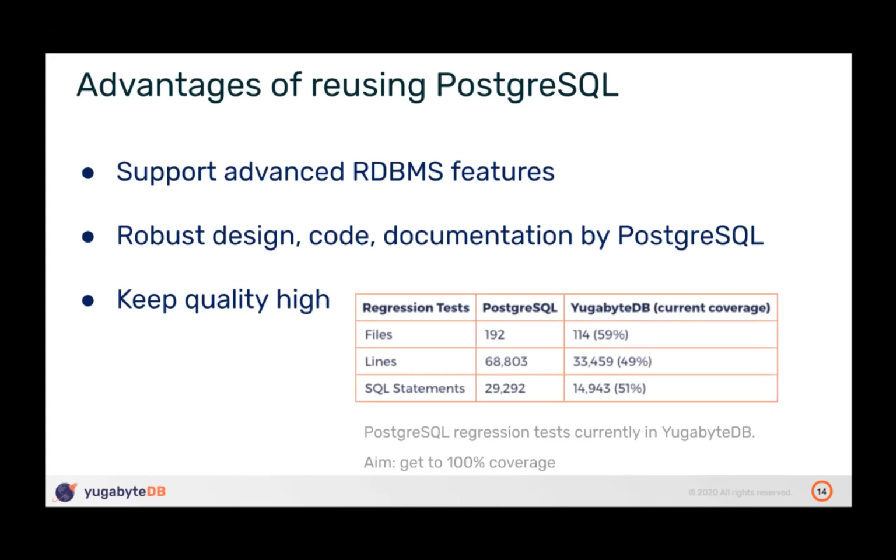On a related note, it does keep the quality really high, right? So we're able to take a lot of the PostgreSQL regression unit tests and run them in the Yugabyte suite, right? If you look at some breakdowns on how much we test, PostgreSQL, for example, has 192 regression files. We have about 60% of that, 114 of those. And about 68,000 lines of code that do unit tests, 33,000 of which have found their way into the Yugabyte codebase, and 29,000 SQL statements that are being tested, about 15,000 of which are in the Yugabyte codebase.